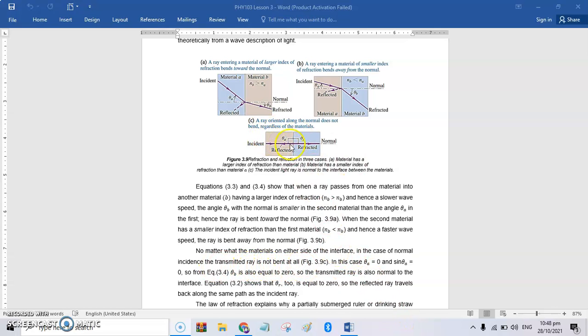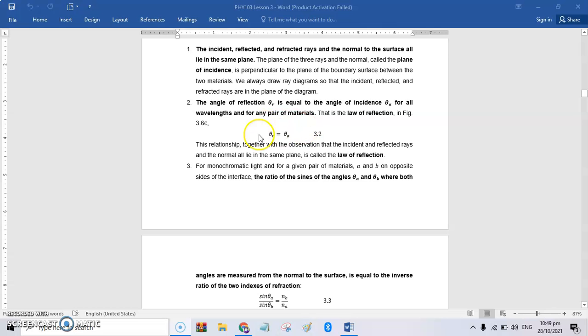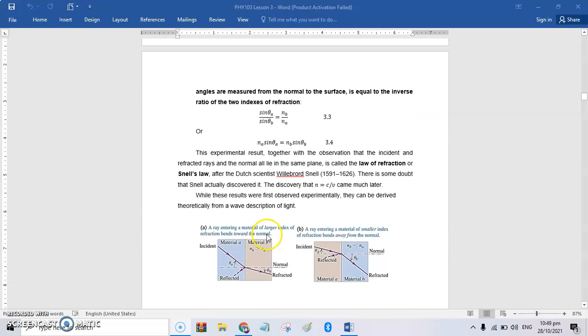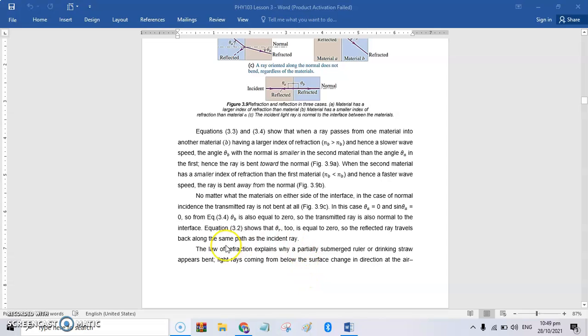For example, this one. In this case, theta A is equal to 0 and sine theta A is equal to 0. So from equation 3.4, theta B is also equal to 0. So the transmitted ray is also normal to the interface. Equation 3.2, where's our equation 3.2? Theta R is equal to theta A. Equation 3.2 shows that theta R is equal to 0. So the reflected ray travels back along the same path as the incident ray.